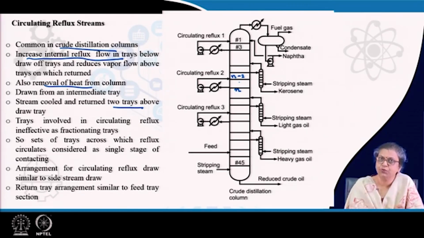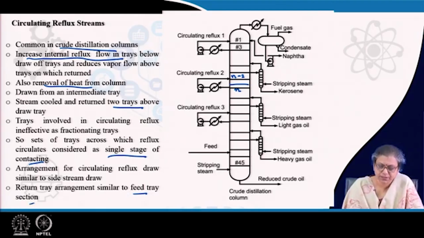So, by convention, the set of these 3 trays is taken as a single stage of contacting, and accordingly we compute the number of trays here. So, n, n minus 1, n minus 2, these 3 trays are taken as one tray, and accordingly the total number of trays are arranged here. And needless to say, the arrangement for drawing out the circulating reflux is the same as the side stream draw. In the same way, we draw it from a chimney tray, and the arrangement for introducing the reflux is the same as a feed tray arrangement.